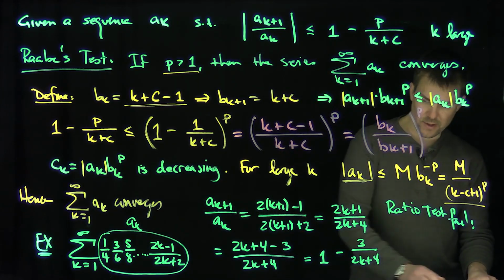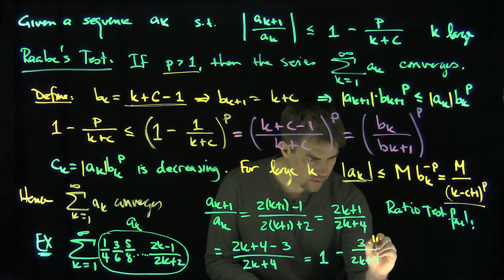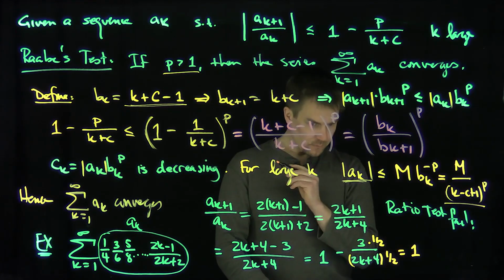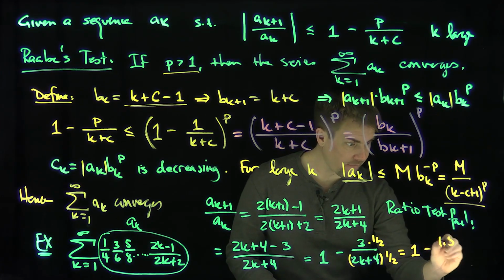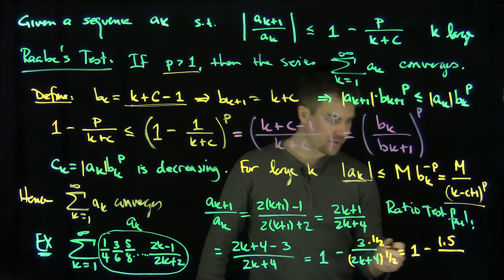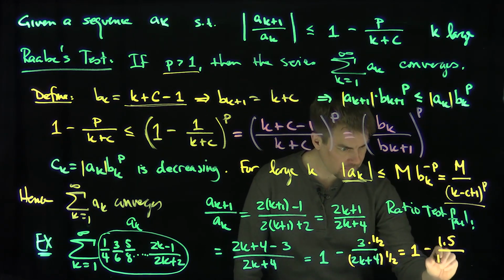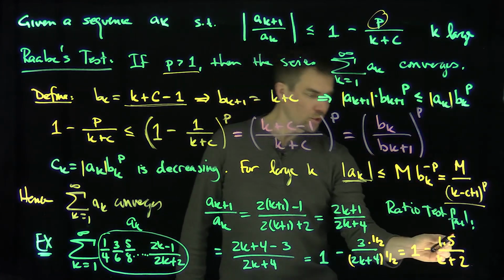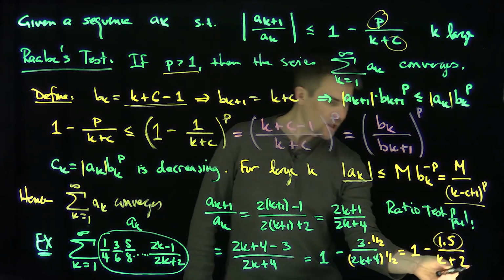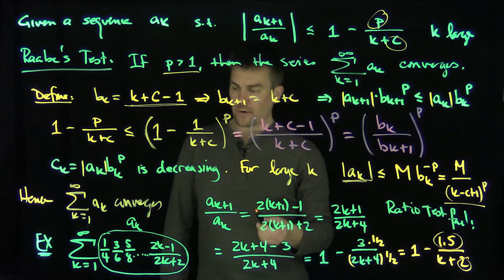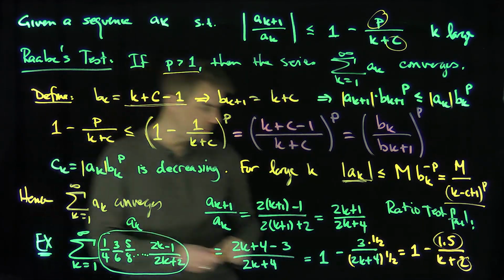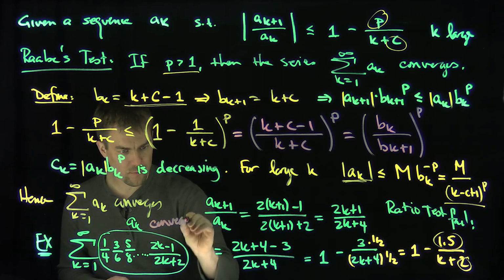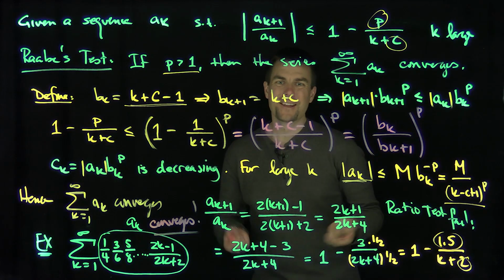The last step is to multiply the top and bottom of this by 1/2, which doesn't change the fraction at all. But this becomes 1 minus 1.5, because that's 3/2, and then in the denominator we have k plus 2. So over here my p is equal to 1.5, my c is equal to 2, and therefore by Raabe's test this series converges. So when the ratio test fails, we know by Raabe's test this series converges. Thank you very much.